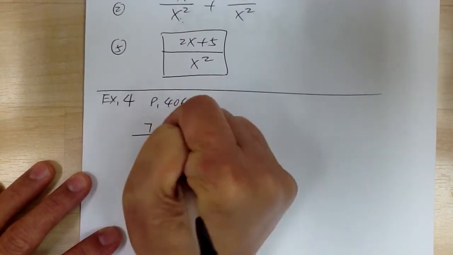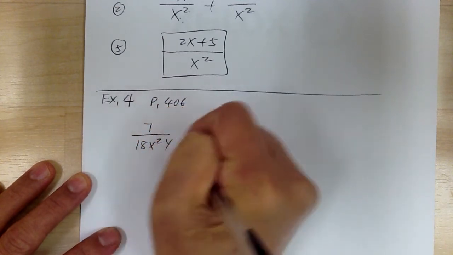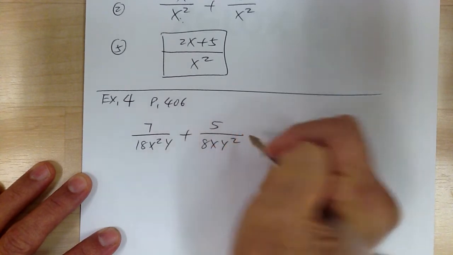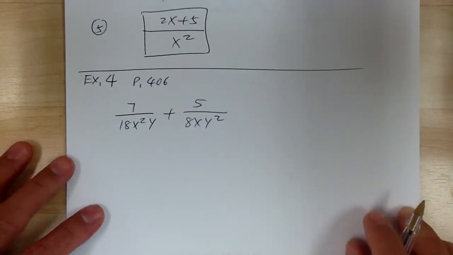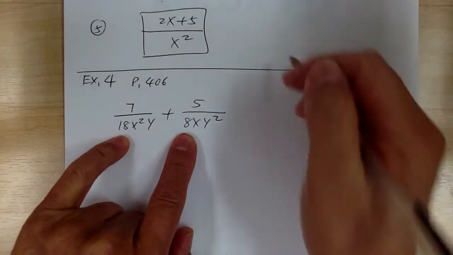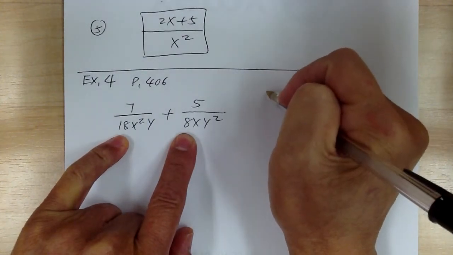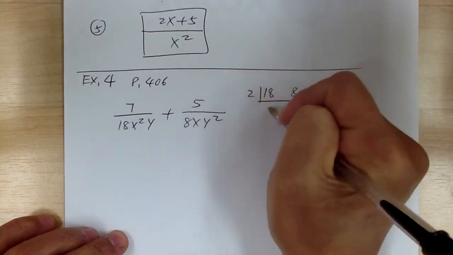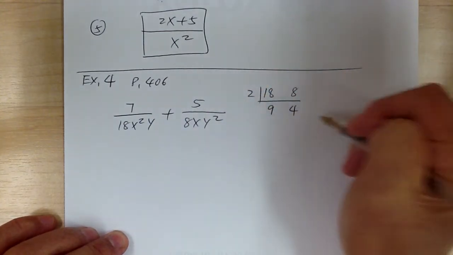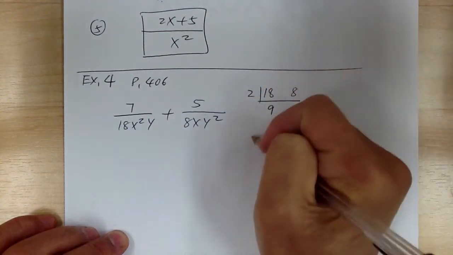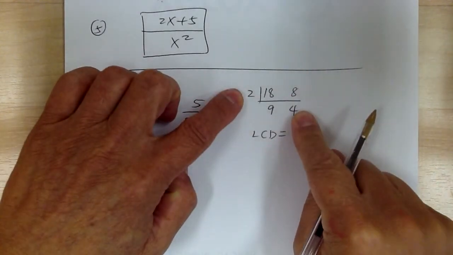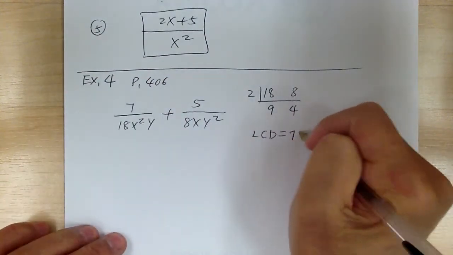So you have 7/18x squared y plus 5/8xy squared. So you need to go and figure out your LCD. So you got 8 and 18. So let's go off to the side. So you got 18 and 8. So divide by 2, you get 9 and 4, and that's it. So your LCD, you have to multiply all this together. So 2 times 4 is 8, times 9 is 72.